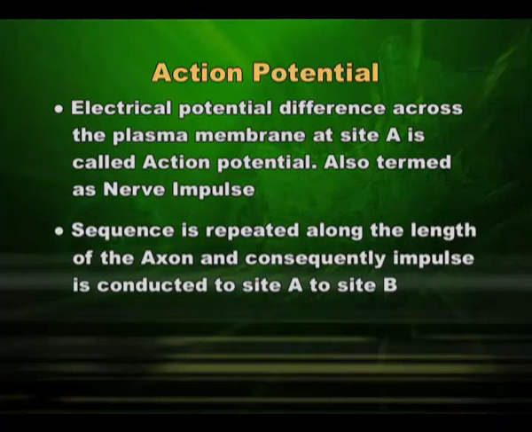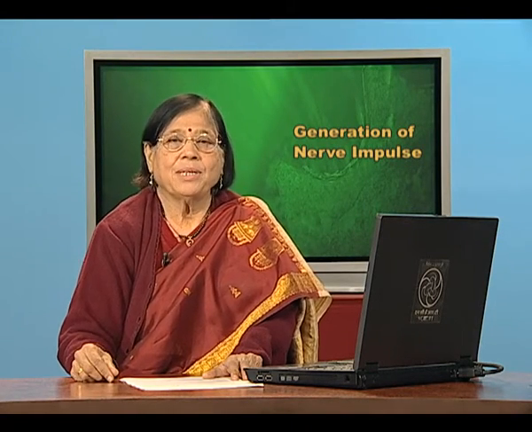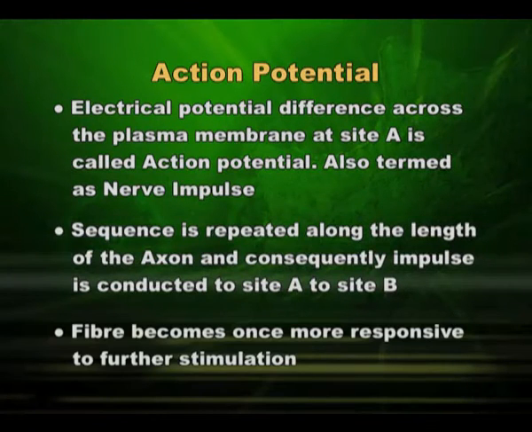So, if a nerve impulse is passing through a nerve cell, it is a condition of action potential, or action potential is another word for nerve impulse. Now, this sequence is repeated along the length of the axon, from point A to point B to point C to D and so on, till the impulse reaches the other end. Along with this, the impulse is conducted from one point to the next point. The fiber becomes once more responsive.